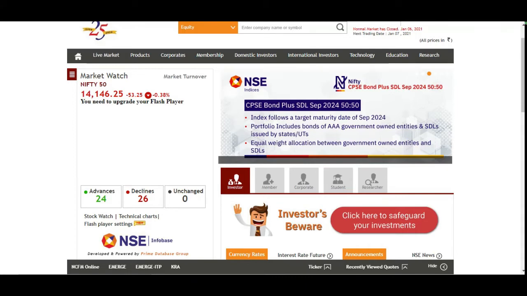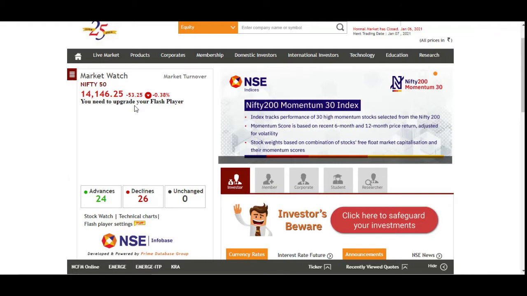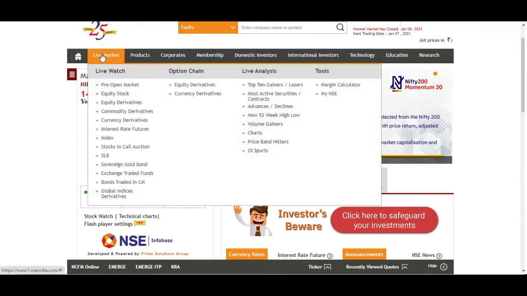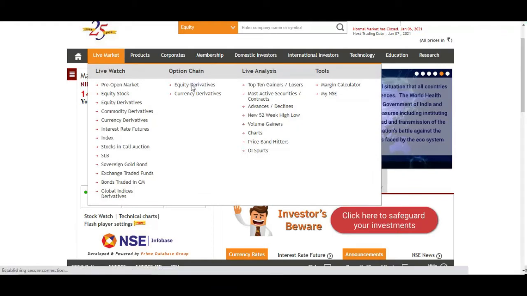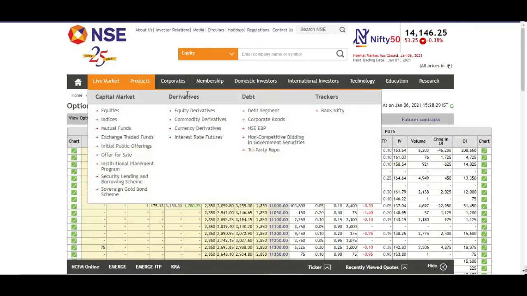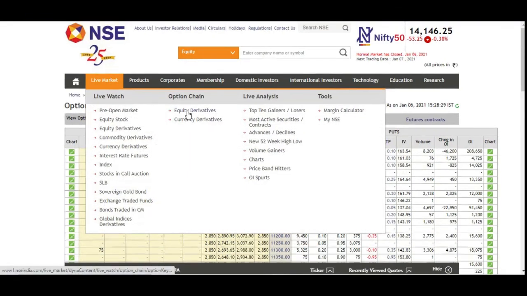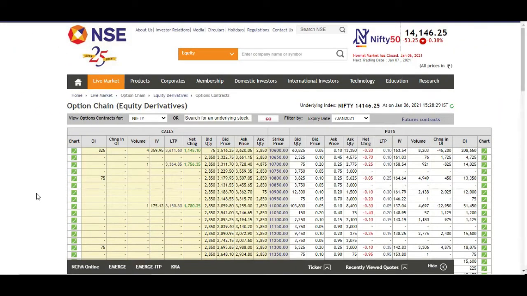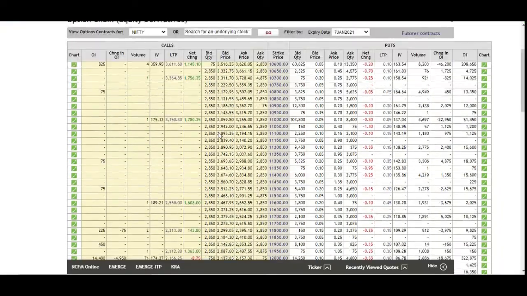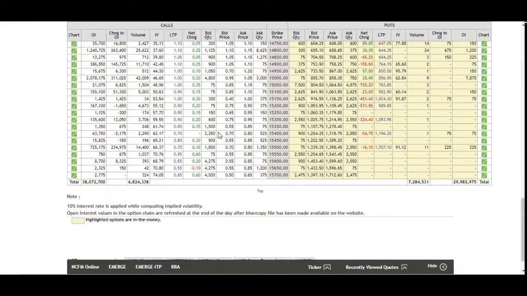Once you come to this screen, you can see the Nifty 50 and all those things. Now we are going to have a look at an option chain. Just click on Live Market, and under this you can see Option Chain under Equity Derivatives. Click on it, and it will land you on the option chain screen.